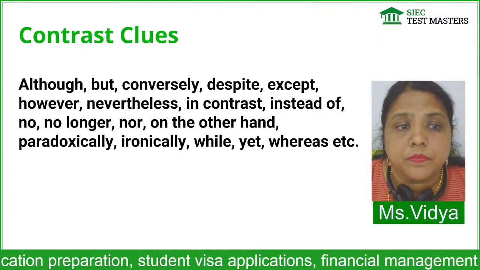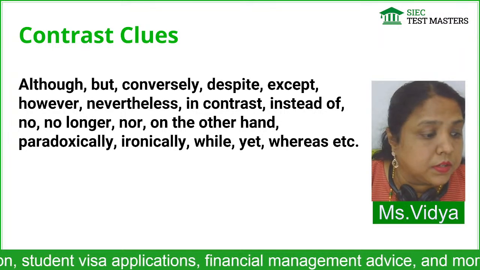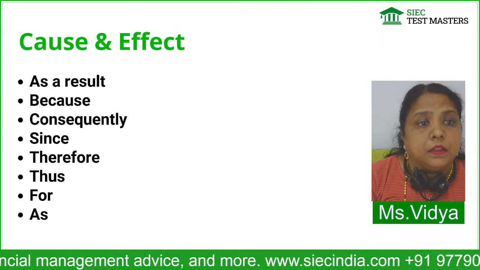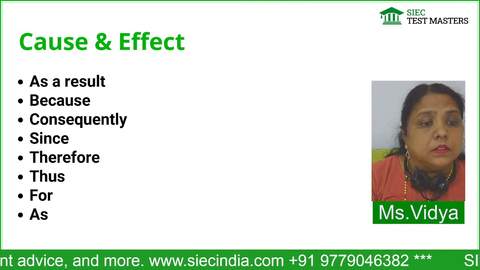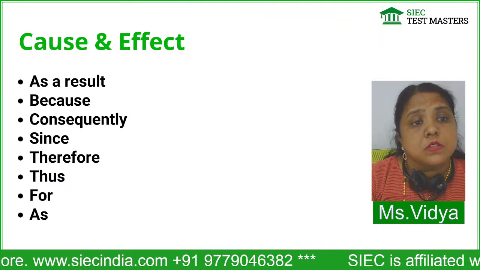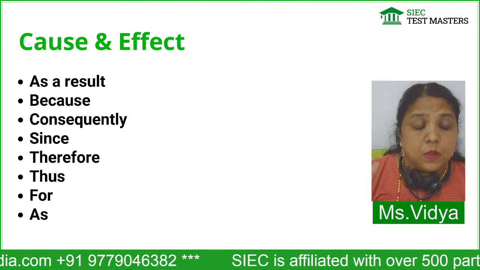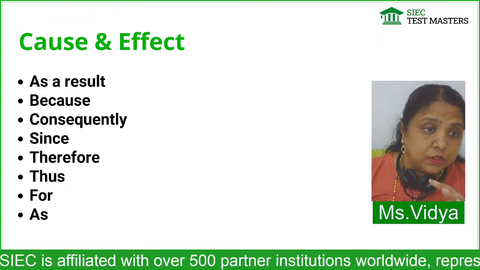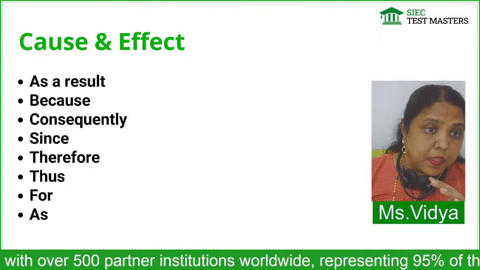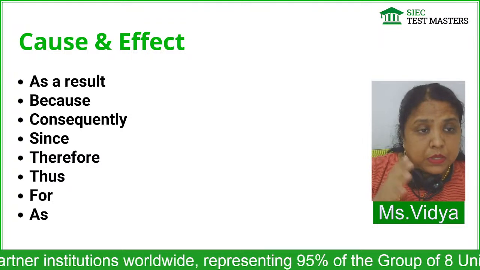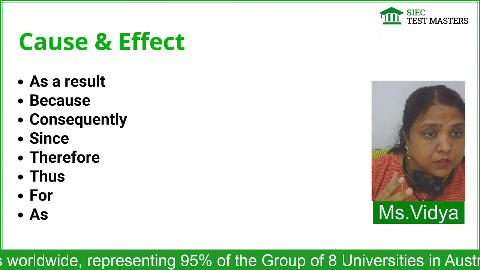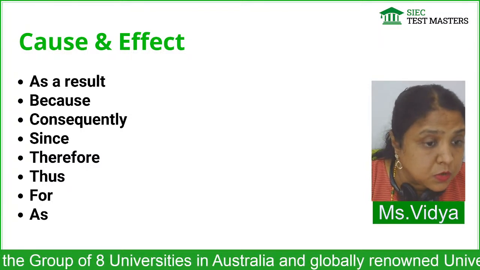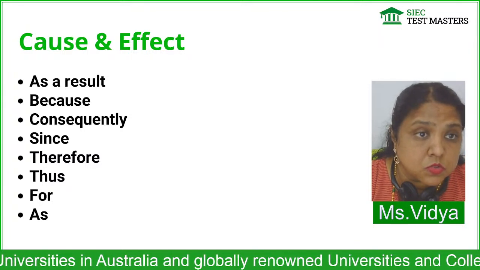Next slide, cause and effect. As a result, because, consequently, since, these are the words that show cause and effect. He didn't go to school because he's ill. After because, there is a cause. Next, the effect: because he is ill, he didn't go to school. That is the effect. These show the cause and effect. Like since, therefore, for: he is ill, he didn't go to school. Since he is ill, he didn't go to school.